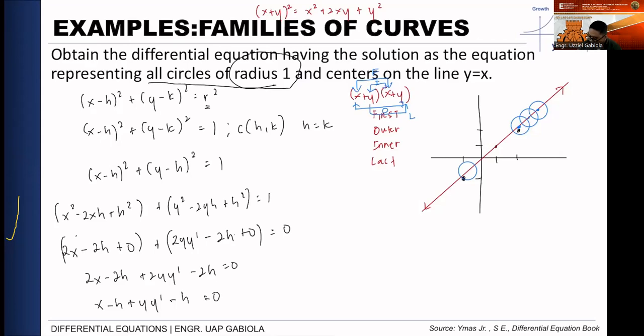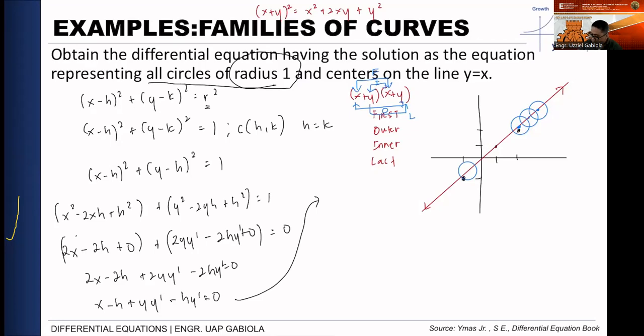Dapat ito ay may y prime. Okay? Kasi nag-derive tayo ng y. So, ito ay may y prime. Okay? So, to simplify this, kailangan h, kunin natin yung value ni h.